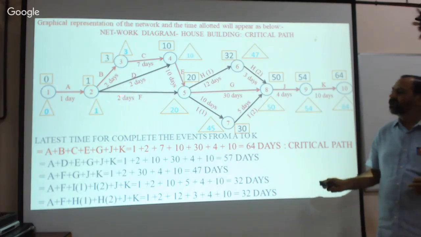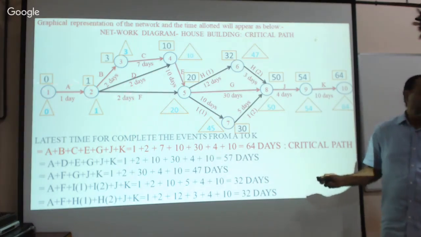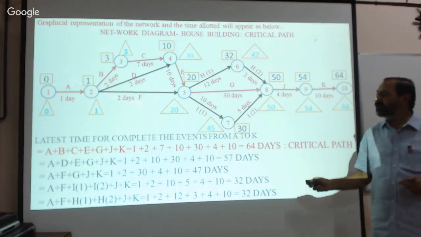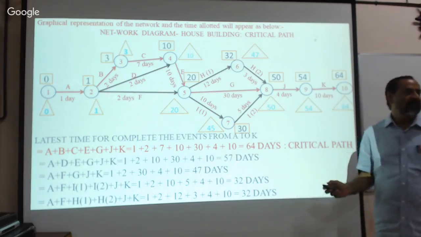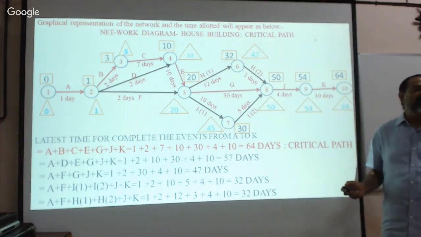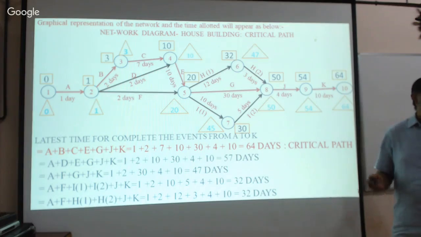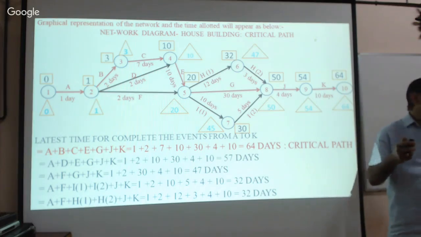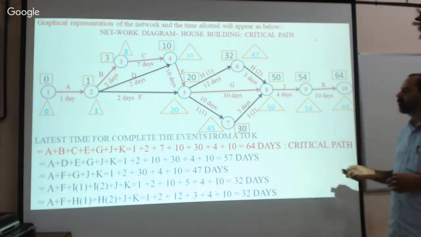From here to here, we can start after 1 day, and 20 days are needed. Therefore, what is the time available? 19 days. That is called float. Extra time is available without disturbing the project time. That is called float.